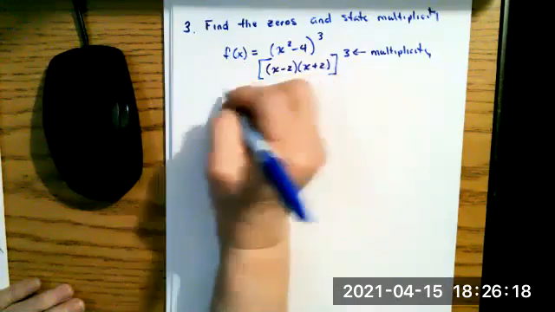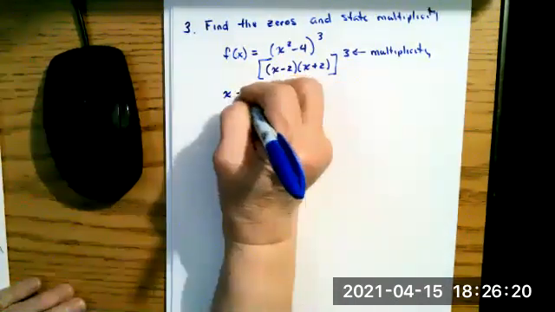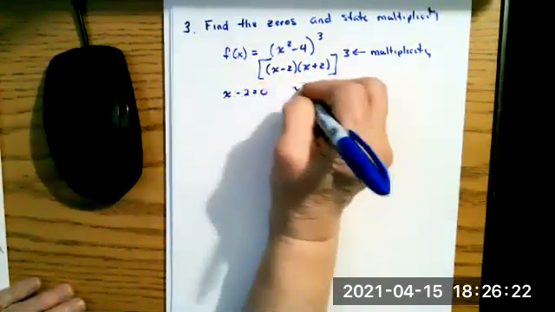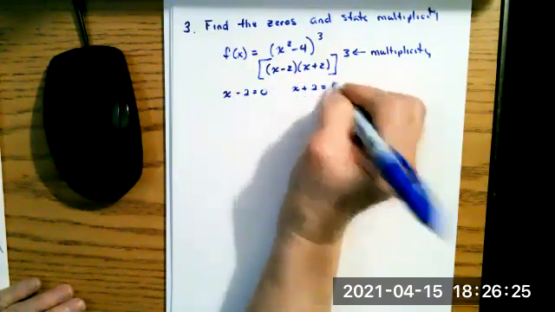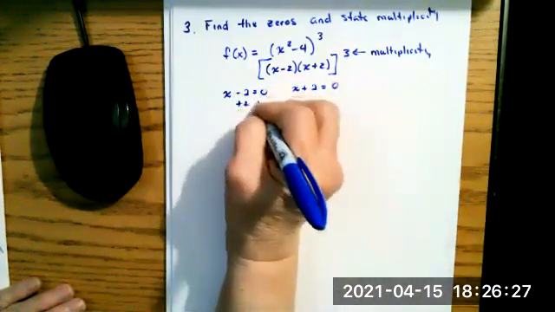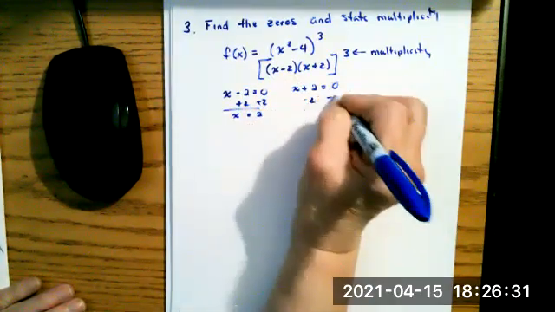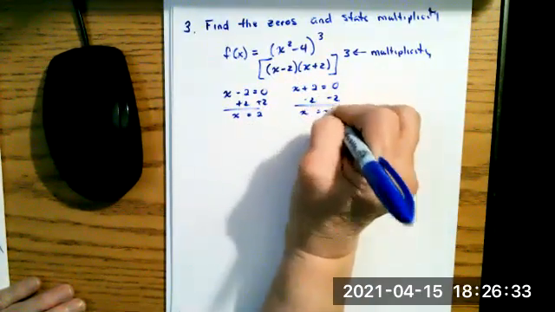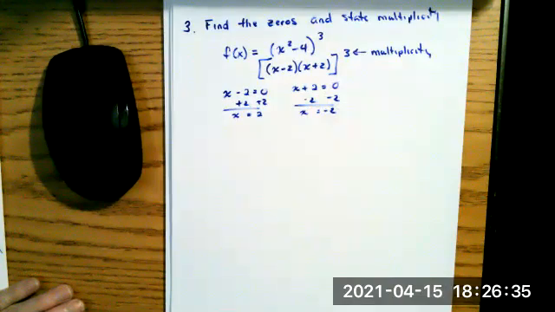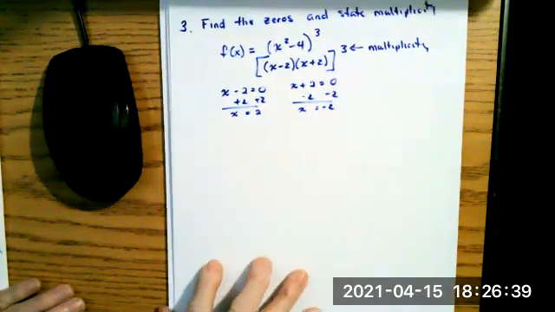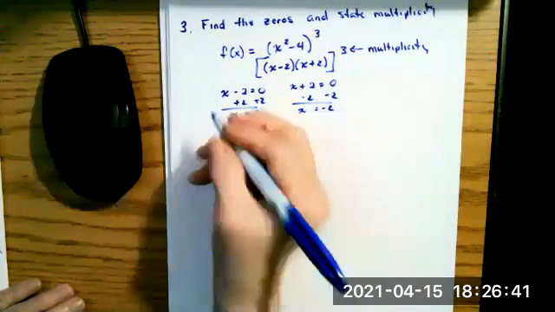So you set each of these equal to 0 to get the zeros of the function. Add 2, you get x equals 2. Subtract 2, you get x equals negative 2. So you've got zeros of 2 and negative 2. And this is the way the answers look.